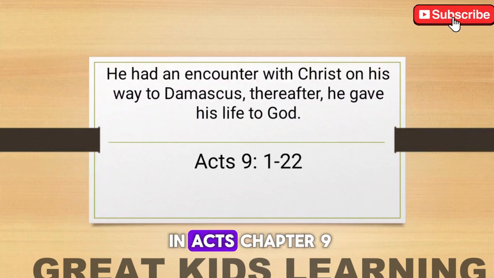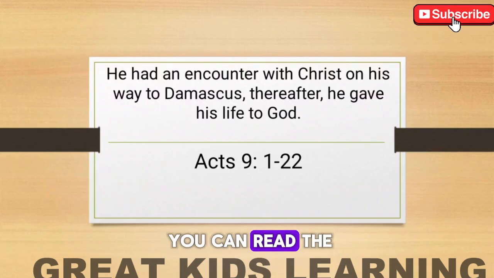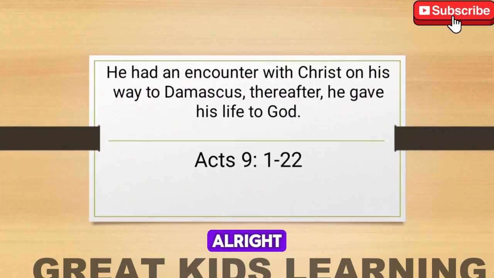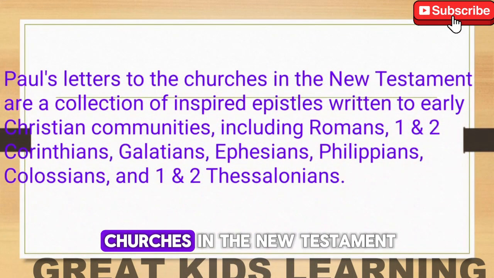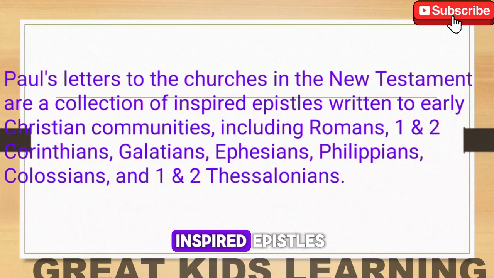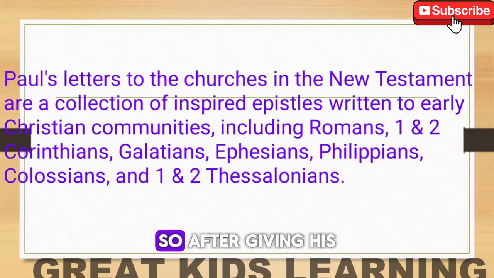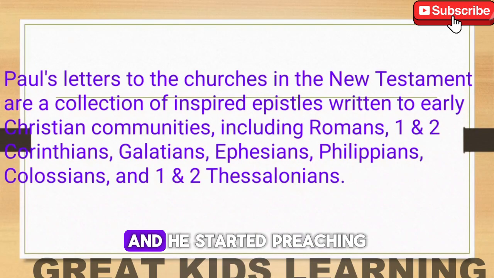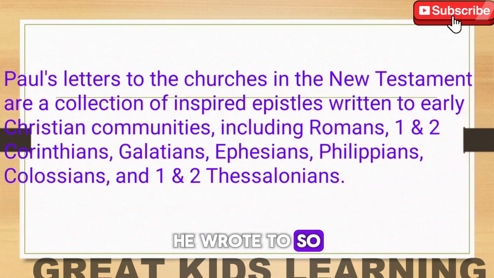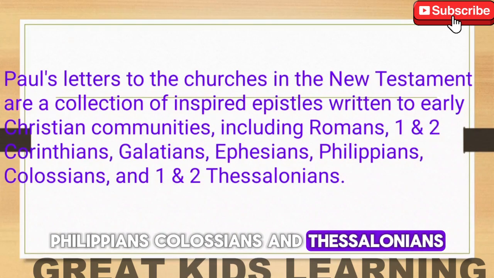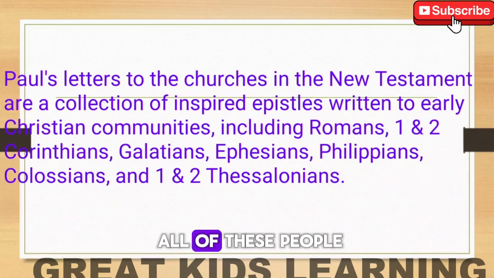This can be seen in Acts chapter 9 verse 1 to 22. You can read the whole of Acts chapter 9. You get the full story. All right? Then Paul's letters to the churches in the New Testament are a collection of inspired epistles written to early Christian communities. So, after giving his life to Christ and he started preaching the gospel, he wrote to so many churches. Some of his books are Romans, Corinthians, Galatians, Ephesians, Philippians, Colossians, and Thessalonians. So he wrote to all of these people, and we can see that in the New Testament.